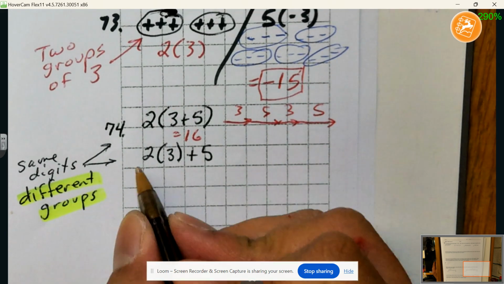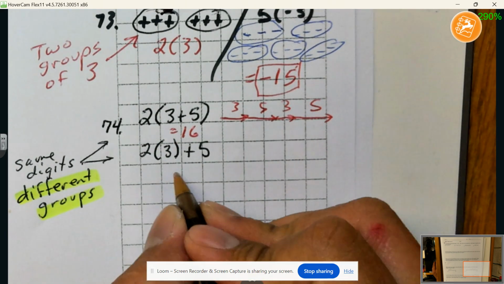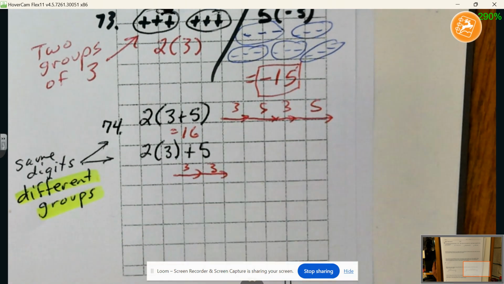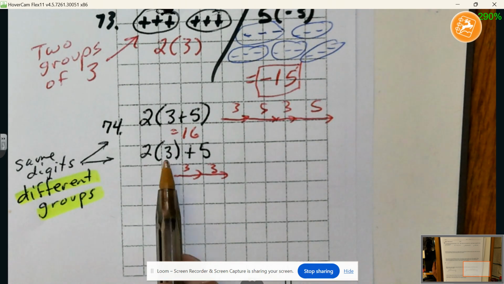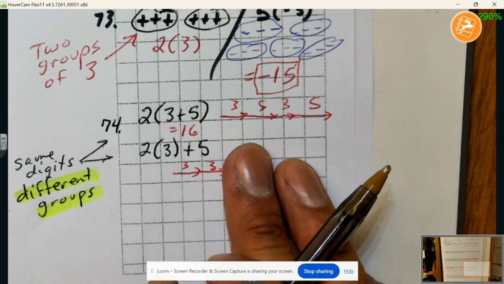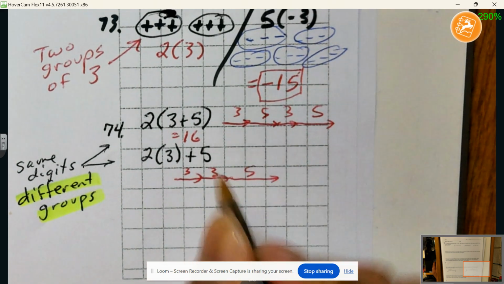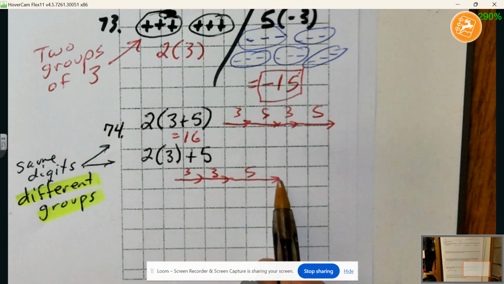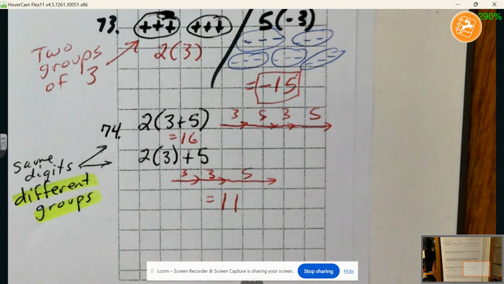Well, let's see. So we have two groups, but what's in each group? Two groups of 3. So that looks like this. We have a 3 and a 3. So you see the difference between this is all about what's in the group. So two groups of 3, there's one group of 3, two groups of 3, and then we add a 5. So they don't have the same value. This one has a value of 3 and 3, which is 6, plus 5, which is 11. So not the same value.